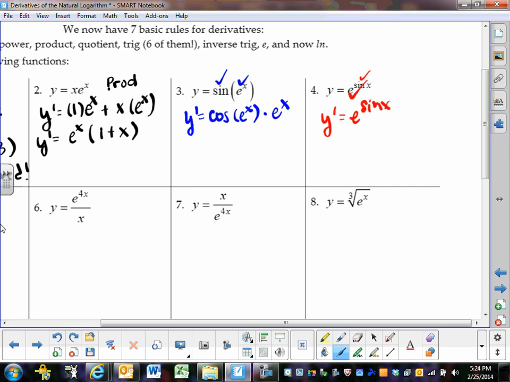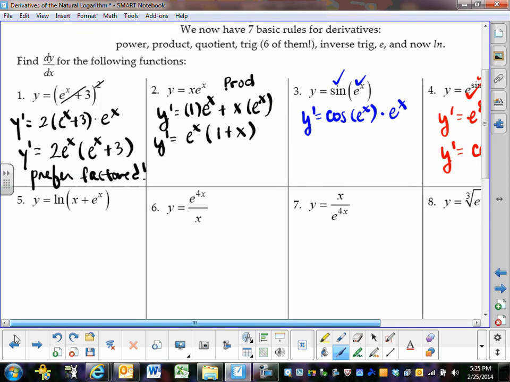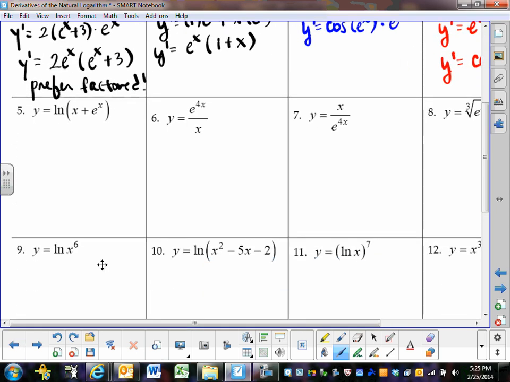This one requires a chain rule. So the derivative of the outside is 2 times (e to the x plus 3) to the first power, times the derivative of the inside, so times e to the x. So you would see this written as 2 e to the x times (e to the x plus 3). Remember, we prefer factored, not FOILed, not distributed.